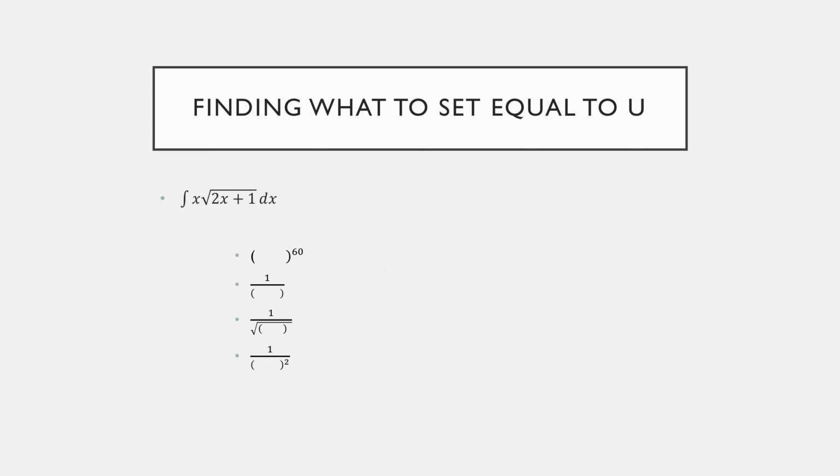One final thing I wanted to discuss before showing an example on how to solve an integral using u substitution is finding what to set equal to u. So we have the integral of x times square root of 2x plus 1 dx. So usually you want to set u equal to the longer x expression that appears in the integral, along with whatever is inside another function. So we have 2x plus 1 as the longer x expression, and it's also under a square root function.